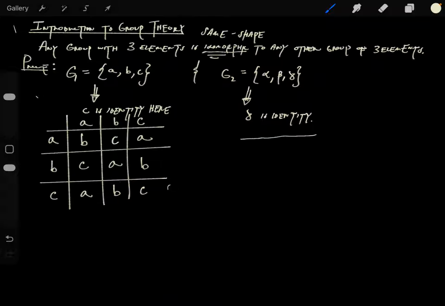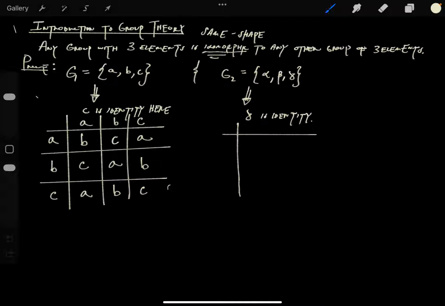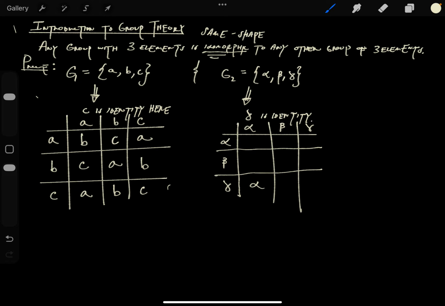Similarly, I just go through the same logic here, and it forces there to be only one group, alpha, beta, gamma. By the same kind of logic, if gamma is the identity, then you have alpha, beta, gamma here and alpha, beta, gamma going down, and then alpha star alpha must be beta, and then this must be the identity, and so forth, and this one must be alpha.